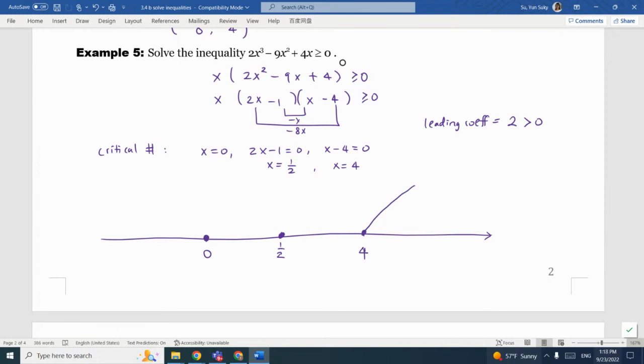What's the multiplicity? Do you see that the multiplicity is 1? Yes. Which means we cross all of them. So we just cross all of them.